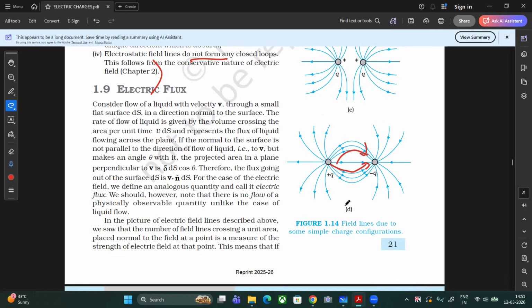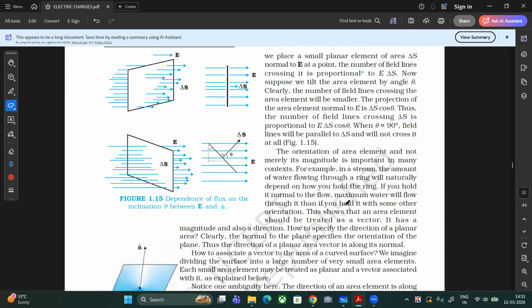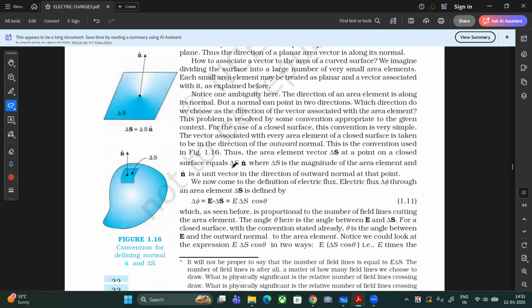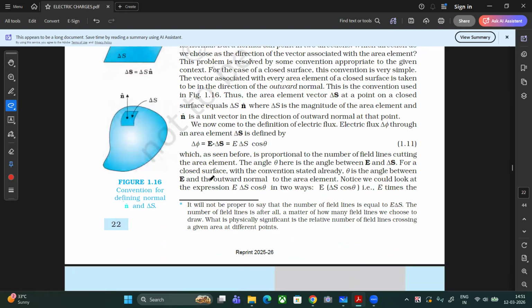Next topic is electric flux. What is electric flux? It is the number of field lines passing through a particular area. We can place a surface perpendicular to the field, parallel to the field, or at some angle. The number of field lines through that area is called flux, denoted by phi. Phi is E dot delta S. The dot product means cos theta, where theta is the angle between E and delta S.